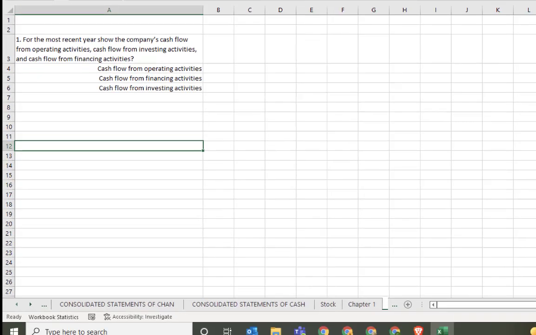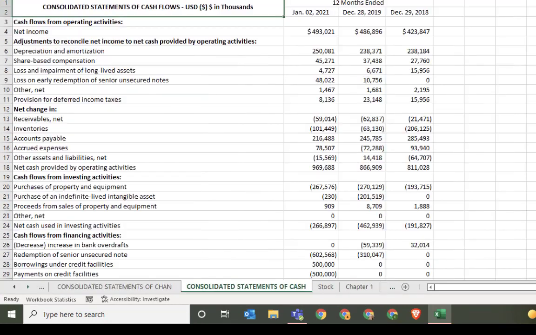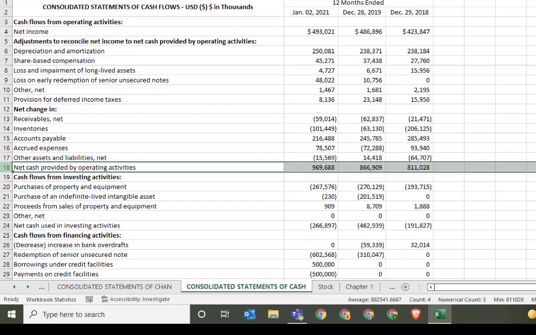So remember, your statements are all lined up right here. So what you just need to do is go through and find your statement of cash flows. Here's my statement of cash flows. I am looking for cash flows from operating. So that happens to be on my line 18. You'll have to find yours. It'll say net cash provided by operating. My latest year is January 2nd, 2021.